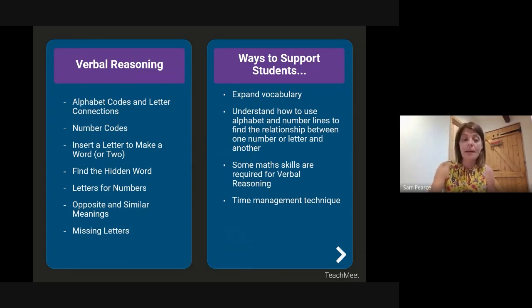And again, coming back to that time management technique, how to answer those questions in a stressful, pressurized environment is really important for any exam preparation, but I always think particularly for the 11 plus.